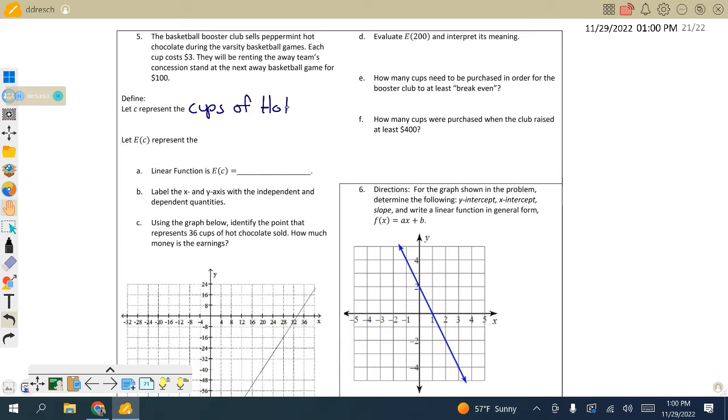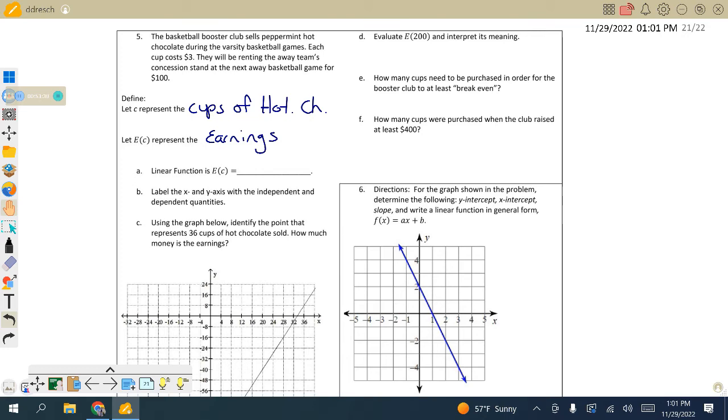Cups of hot chocolate. Okay. And what do we keep talking about making here? E of C is representing our money made, right? Our earnings, as we say. Now, again, you're in charge of the Booster Club here. How do you plan on making this money? Selling hot chocolate, but what do you also have to account for? Losing how much money? Losing 100.